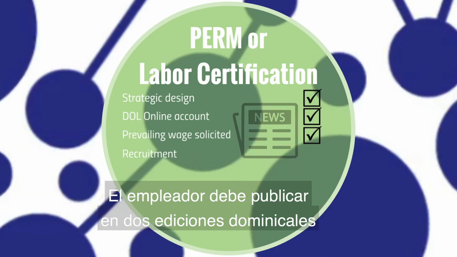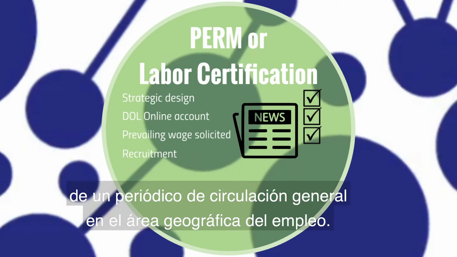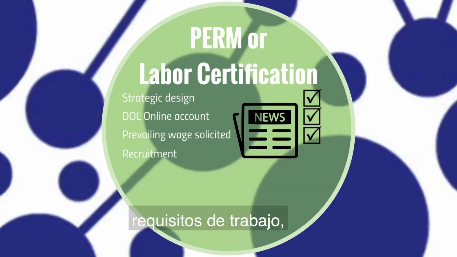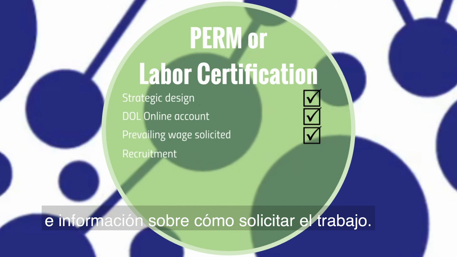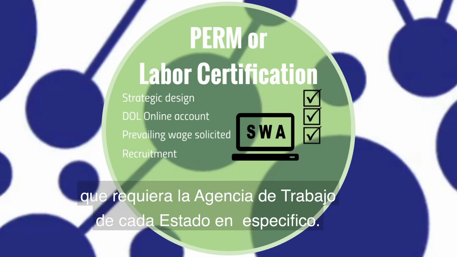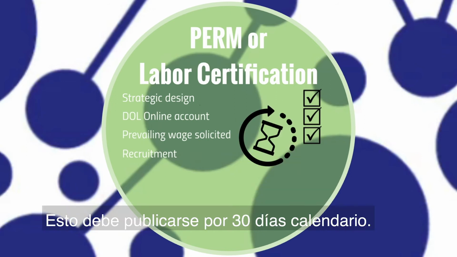The employer must post an advertisement in 2 Sunday editions of a newspaper of general circulation in the geographic area of employment. This should contain the job description, job requirements, and information regarding how to apply for the job. It might also need to include other information that is required by the specific state workforce agency. This must be posted for 30 calendar days.